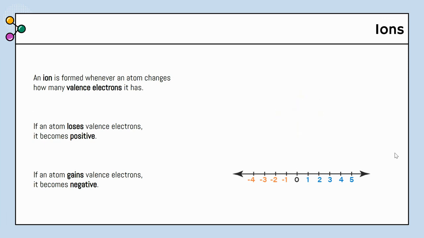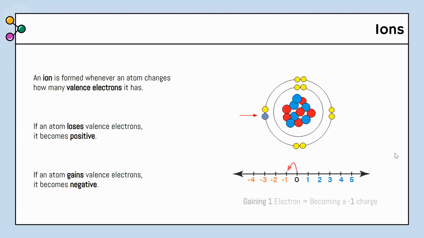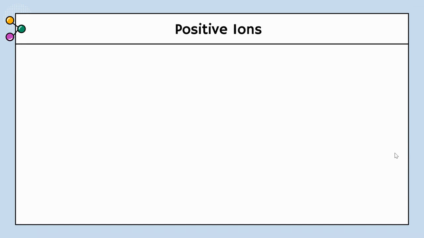If we look at a different example here, we have an atom such as fluorine on screen. Notice that it has one spot open on its valence shell. If it gains one electron, the overall charge will go down by 1. So gaining one electron gives that fluorine a -1 charge. It gained a negative electron, so overall it became more negative.